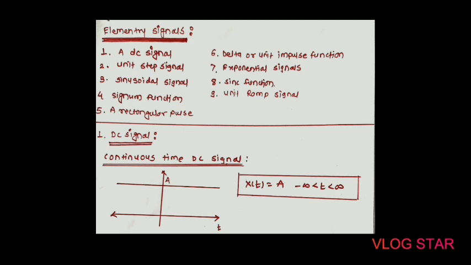The first type of elementary signal is a DC signal. In continuous time DC signal, as seen from the waveform, the amplitude A of a direct current or DC signal remains constant and is always independent of time. The DC signal can be represented mathematically as follows: x(t) = A, and the value of t exists from minus infinity to plus infinity.